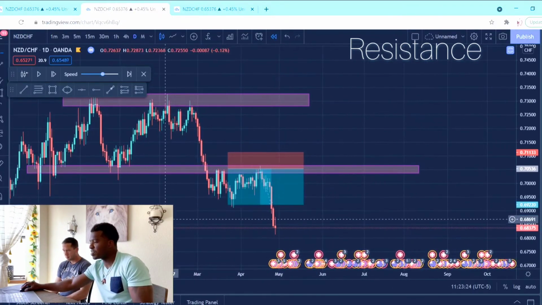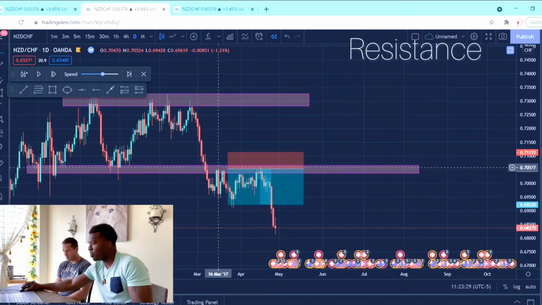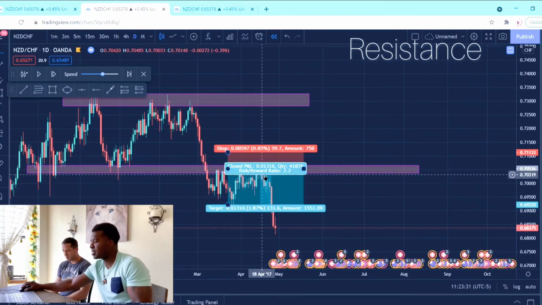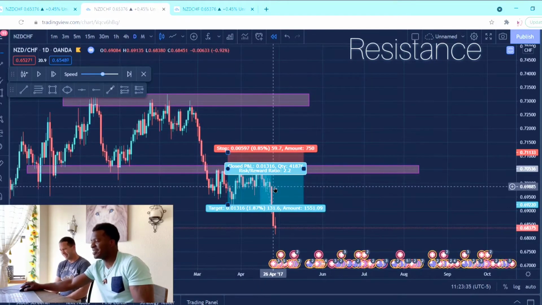So look at the resistance. All right, we have resistance up here, it failed to go, broke through, and then the bouncer was like, oh, you're still not coming through. Like, you left, you're not coming back. All right, so yeah, that's pretty much it on resistance.